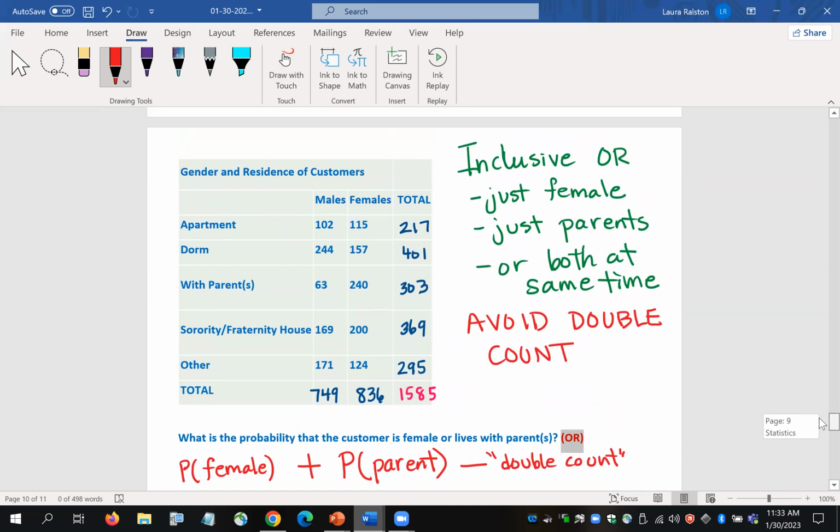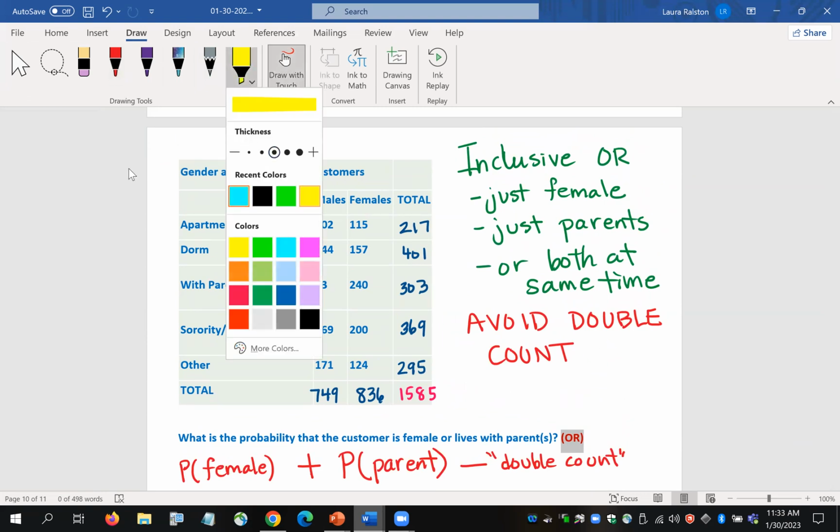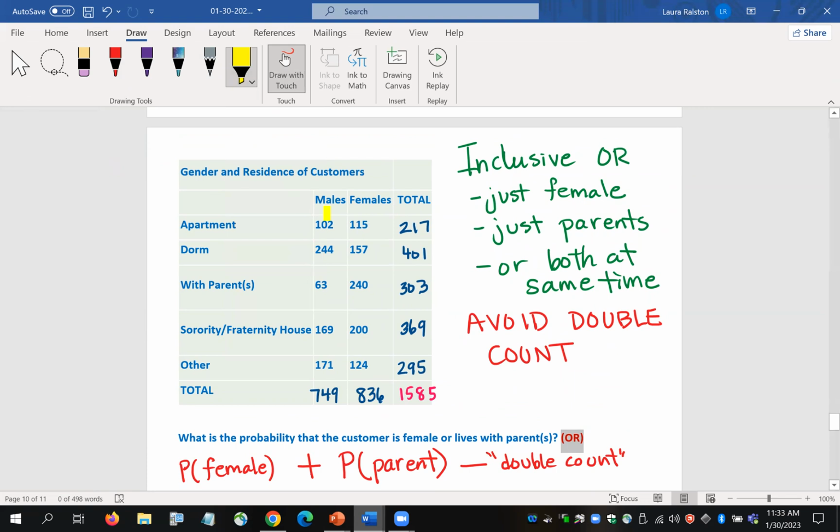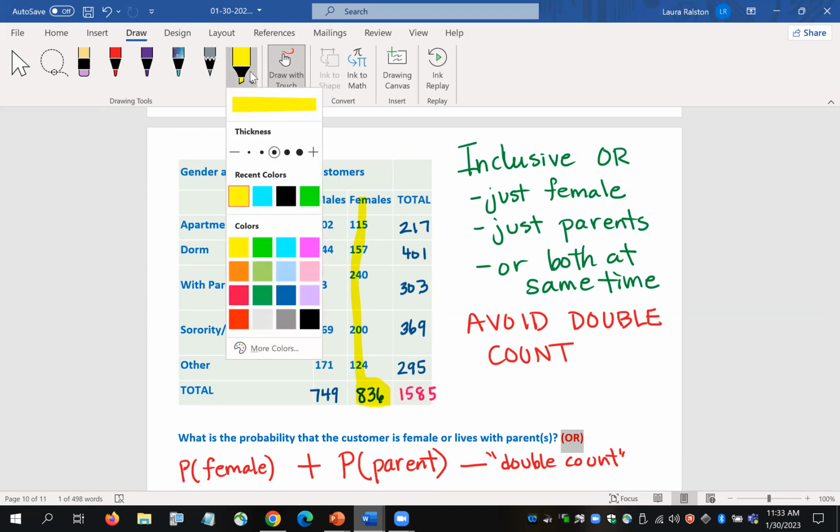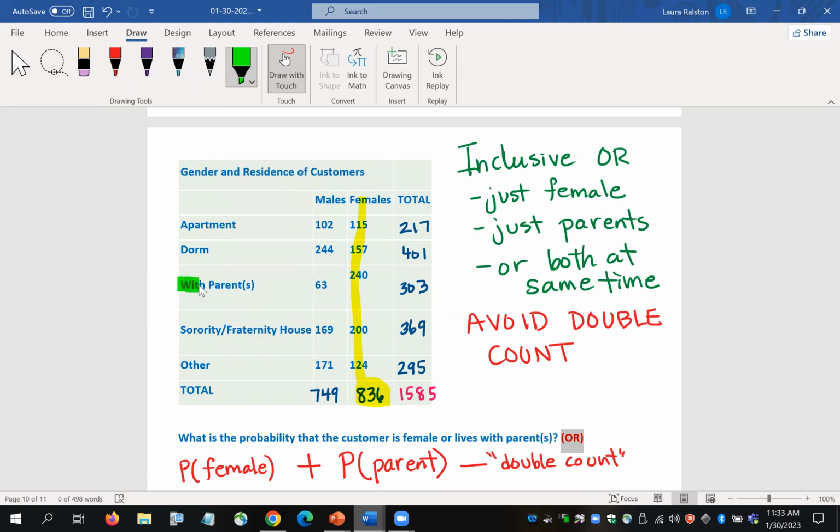So let's look at the table. If we highlight what we want, we want females, so I have a total of 836 females. And we want them to live with their parents, so we had 306.